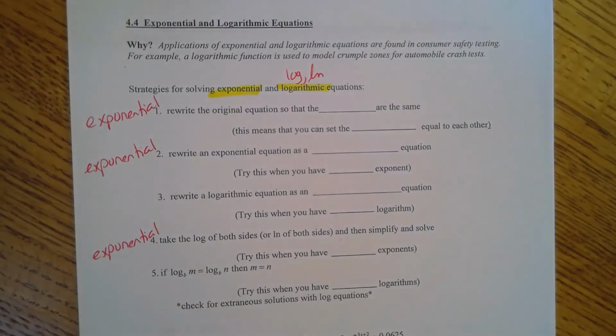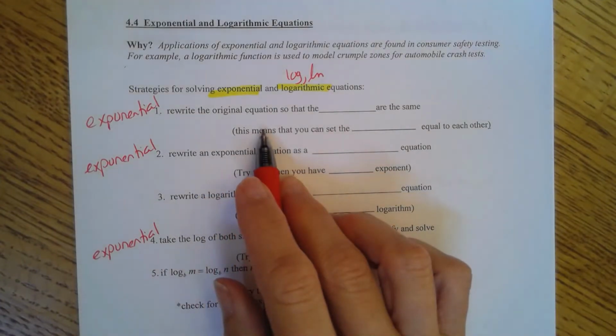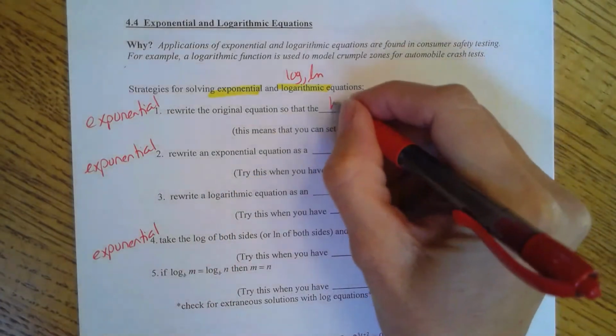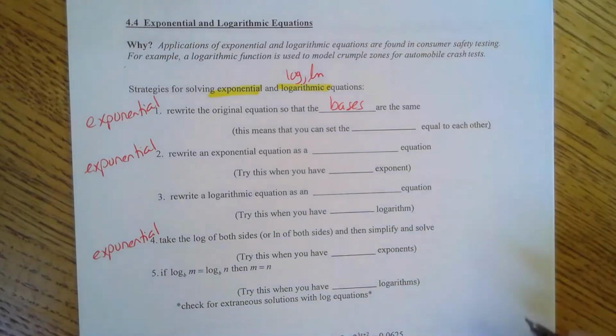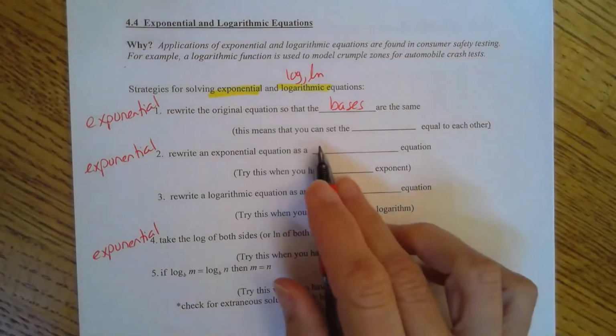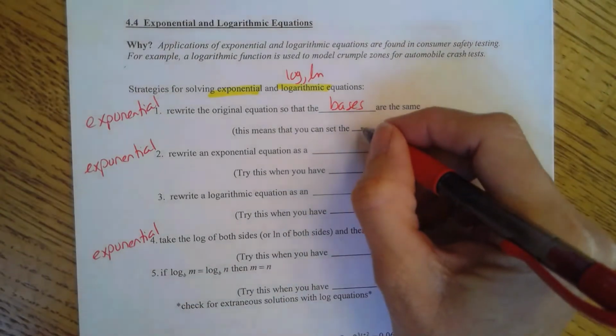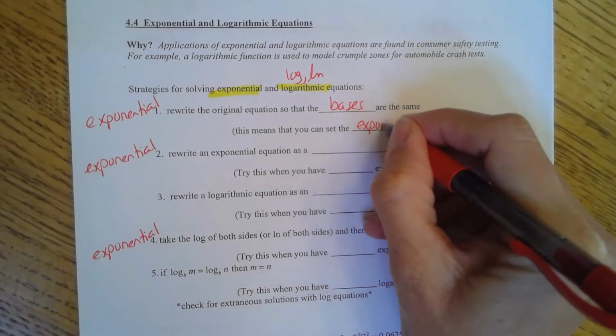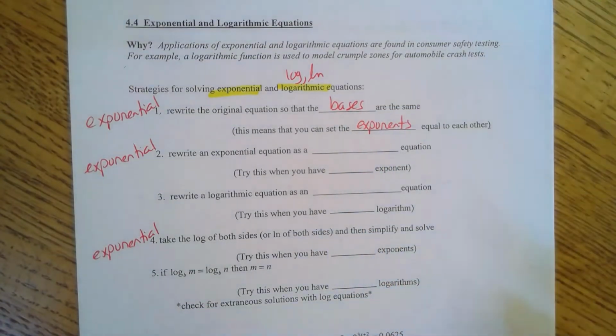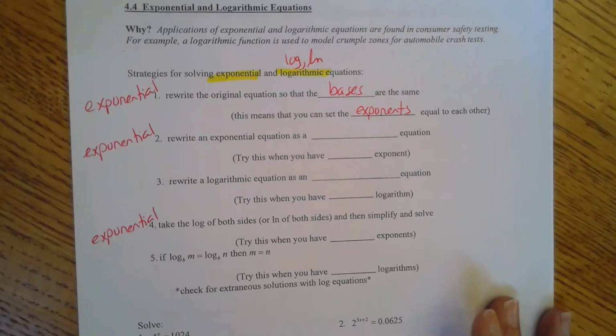So the first strategy, number 1, says rewrite the original equation so that the bases are the same. Now, why would you want the bases to be the same? Because this means you can set the exponents equal to each other. Now, what if you can't make them have the same base, or it doesn't really work out to where the bases are easily seen to be the same? Well, then you could try strategy 2.